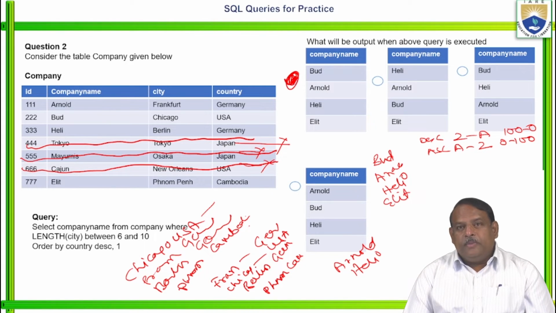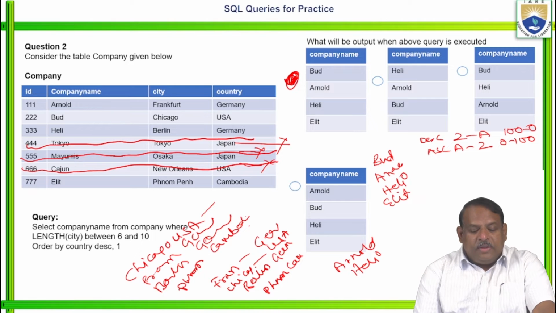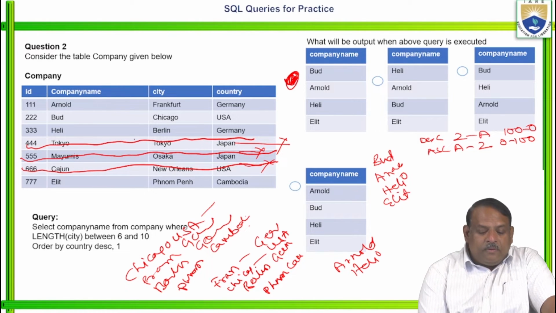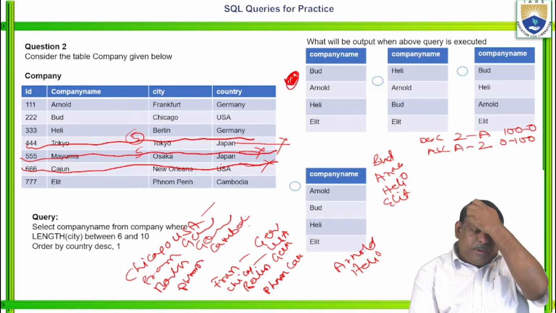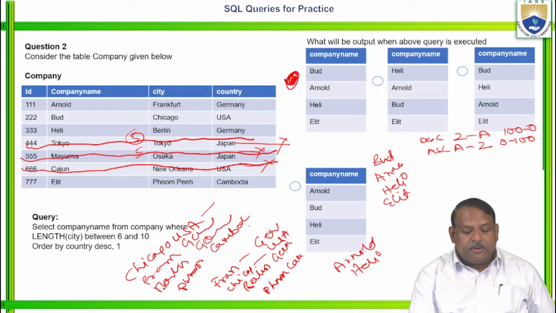After that, company name. So out of the 7 records, we can eliminate Tokyo because its length is 5. Osaka length is again 5. And New Orleans is more than 10. I think it was 11. Okay, it was 11. So we have removed these records. Now we have to apply the country sort. Country in the descending order means it is Z to A.